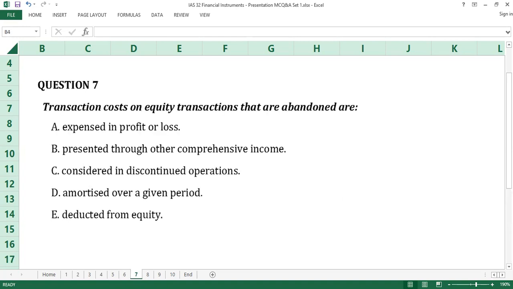Question number 7. The answer to question number 7 is A, expense in profit or loss. The cost of equity transactions that are abandoned are recognized as expense in profit or loss. A is the answer to question number 7.